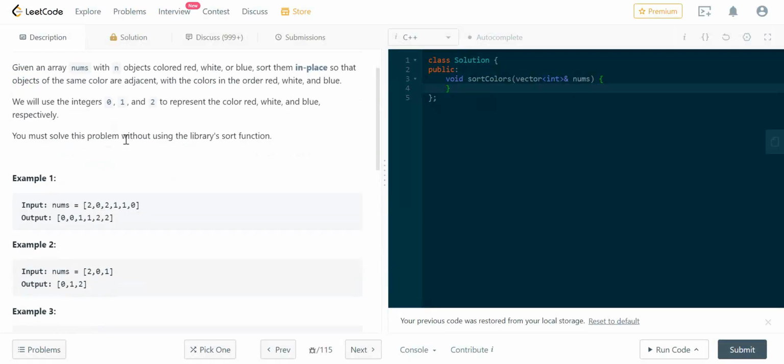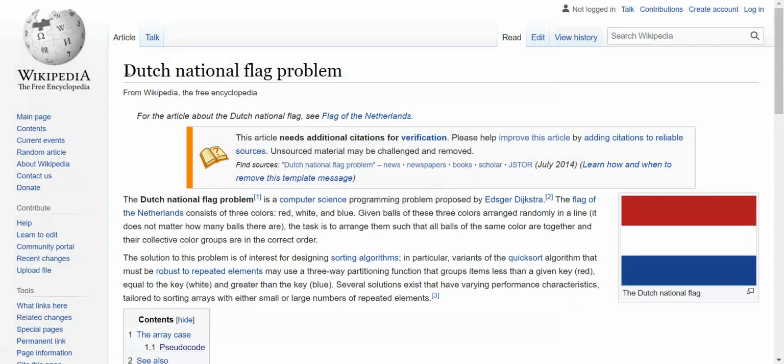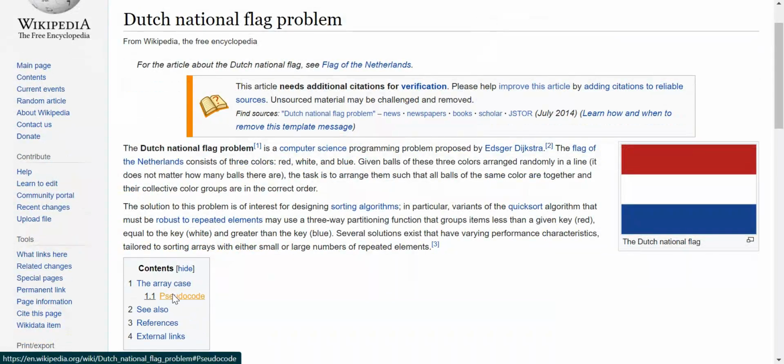So this is a very standard problem, and it is known as the Dutch national flag problem. The Dutch national flag looks like this. The upper part is red, the middle part is white, the lower part is blue. So this is very similar to that. We can see the Dutch national flag problem. Let's go through the pseudocode.